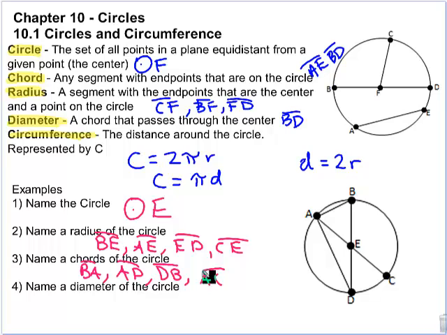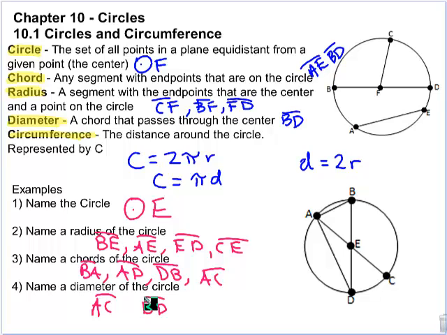So what is the diameter? Say those in the correct order. AC and BD. Yep, it's got to be either AC is the diameter or BD is the diameter. Diameters are always chords. So your diameter should always be listed in the chord section as well.